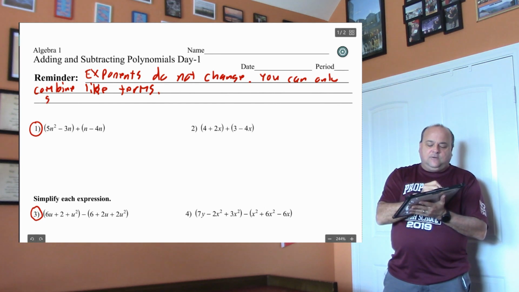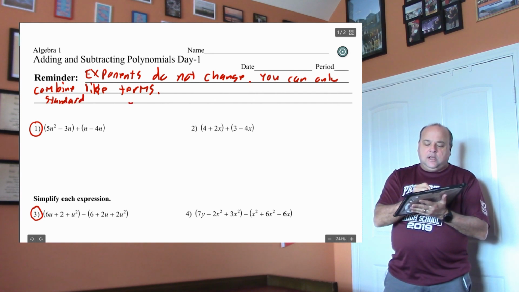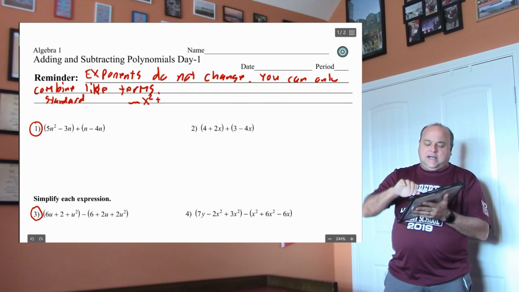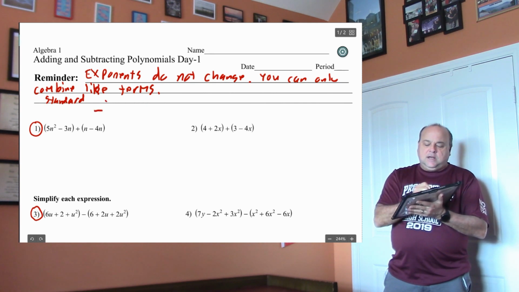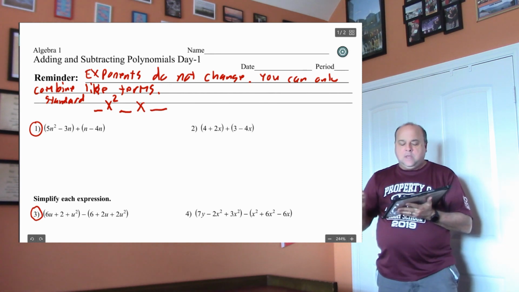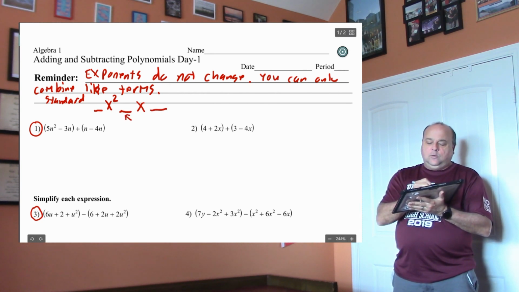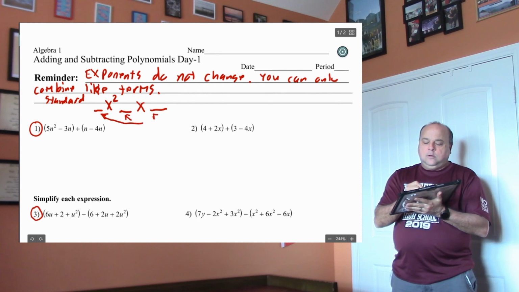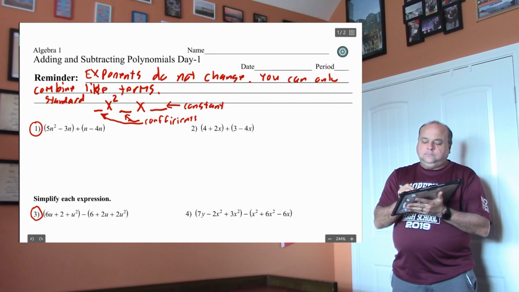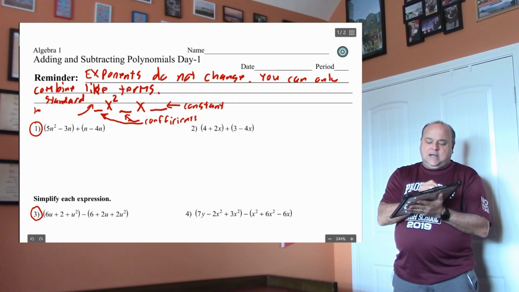And lastly, standard form. I'm just going to do a power of 2 equation here. Something x squared plus something x and then something, okay? So these right here would be your coefficients. The number without a letter would be a constant. This number right here is your leading coefficient.